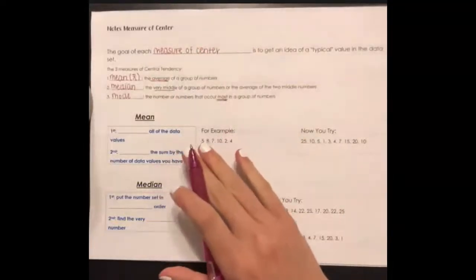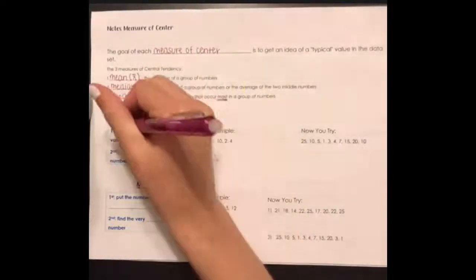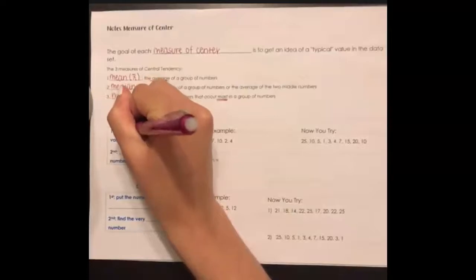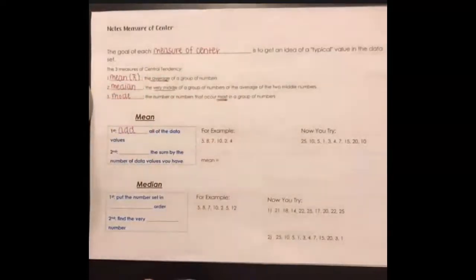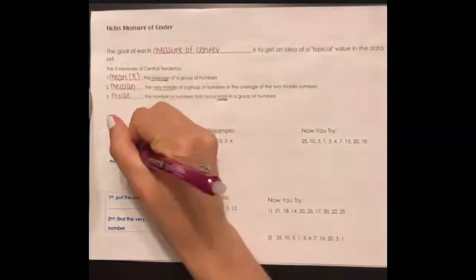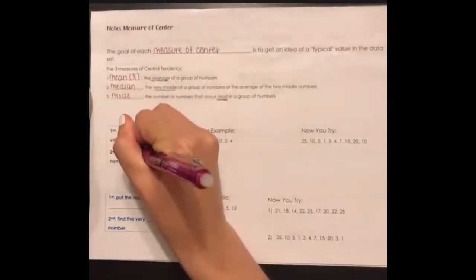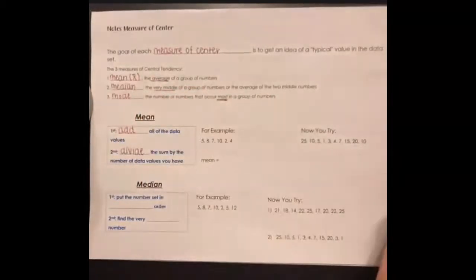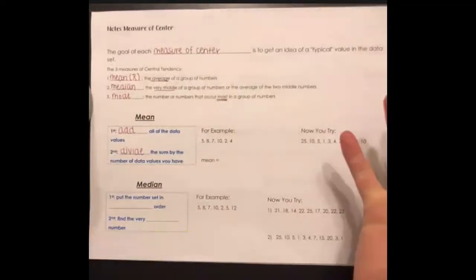All right, so when we're talking about mean, in order to find the mean, you must first add. You're going to add all of the data values, so think about test scores, you're going to add them. And then second, you are going to divide by the total amount of numbers that you have in the data set. So the sum divided by the number of data values you have.